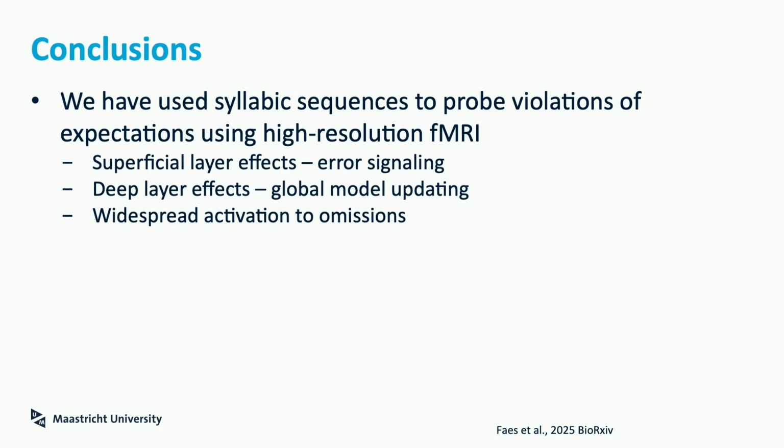So in short, we've used syllabic sequences to probe violations of expectations using high-resolution fMRI. For the deviant syllables, we find an error signaling in the posterior STG and a deep layer effect that we relate to global model updating. And the nice thing, I think, is that we also replicate a previous study that we have done.